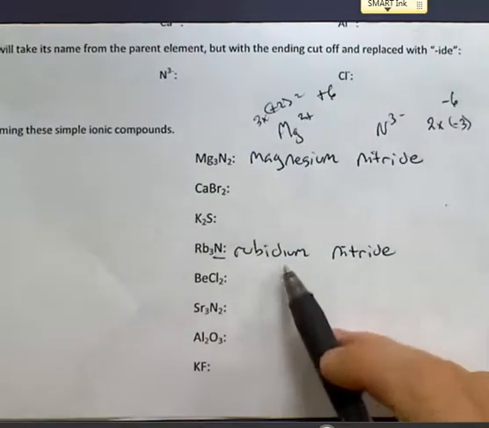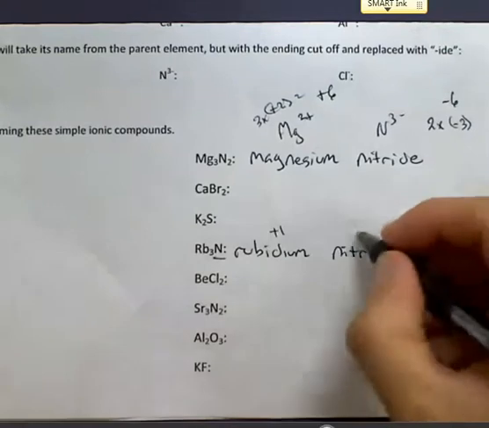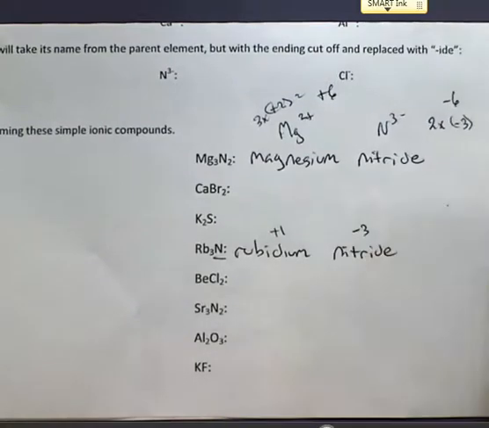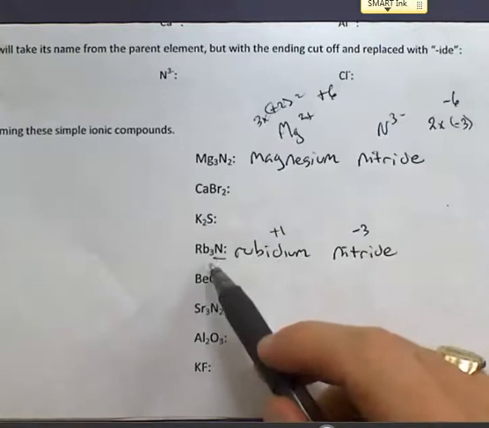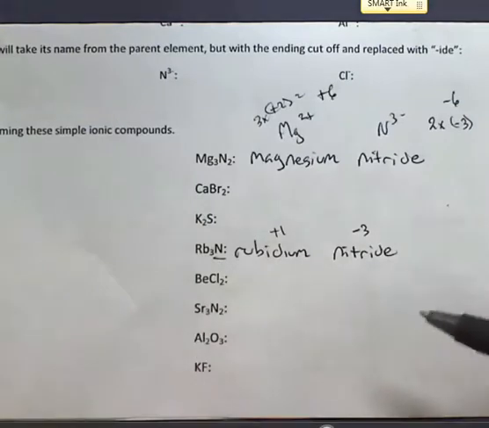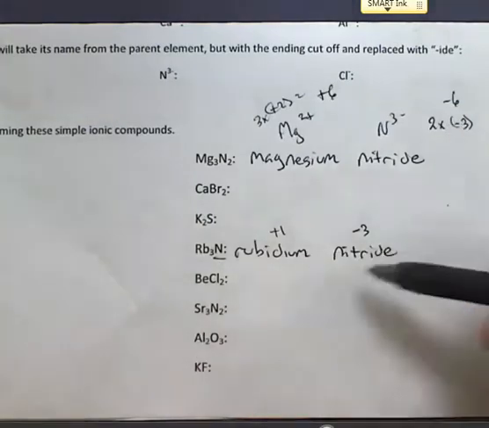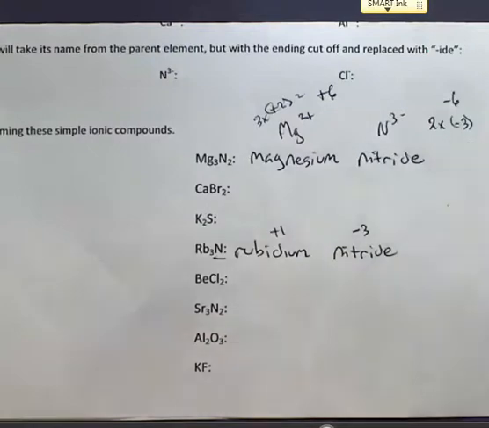Take a look at here. Rubidium is a +1. Nitrogen is going to be a -3. We know we need 3 rubidiums to balance out the 1 nitrogen. So just by saying rubidium nitride or magnesium nitride, we know everything we need to know about the compound.